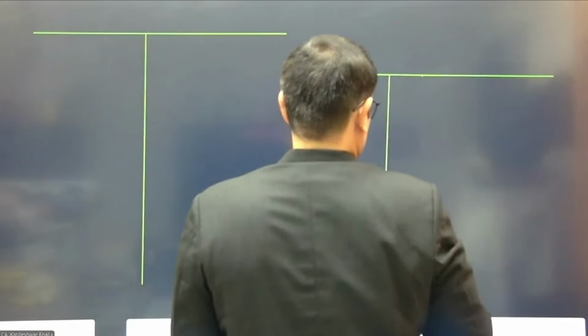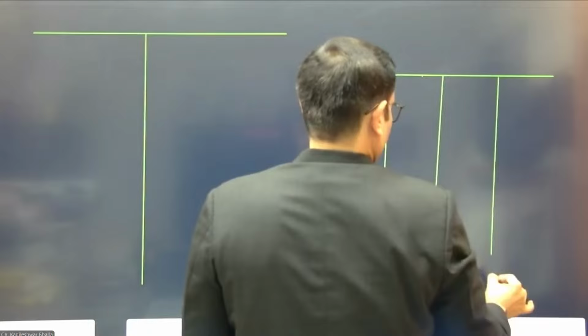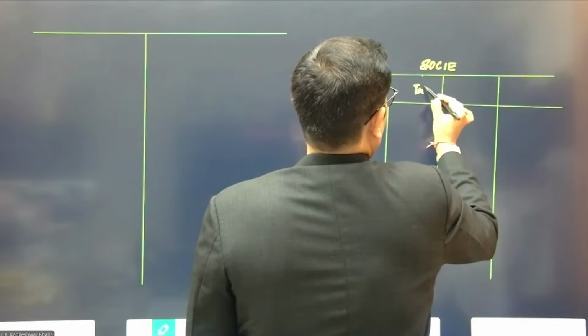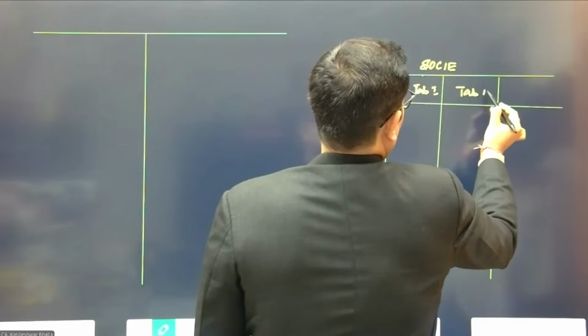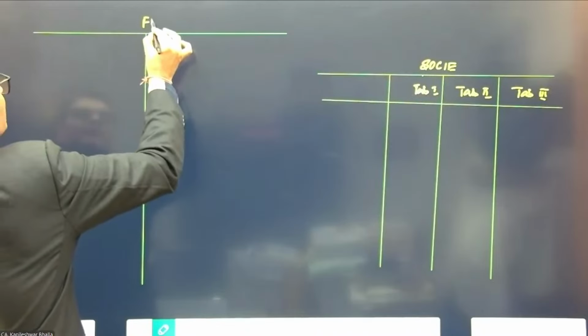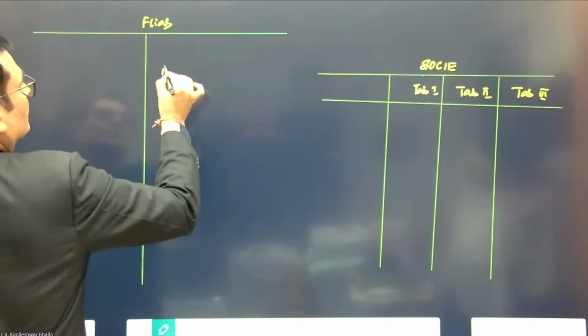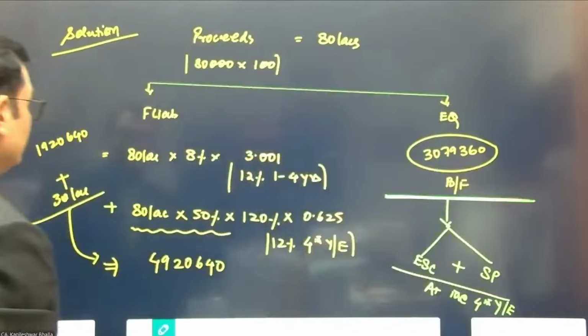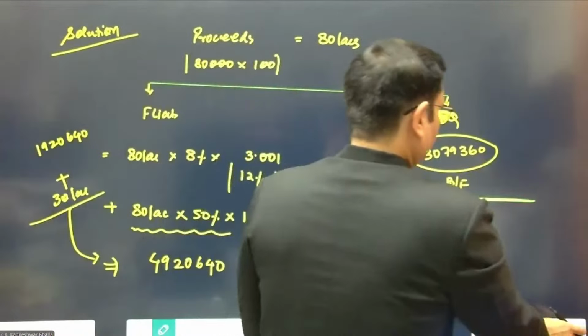What's the big deal? Let's make the ledger account for this. Let's not make a balance sheet, but let's definitely create a SOCIE so we can get the details. So this is going to be my statement of changes in equity. This is tab number 1, this is my tab number 2, and this is my tab number 3. And let's make the financial liability as well. So we're going to record this figure, that is bank. Let's come back. So this is 492640.